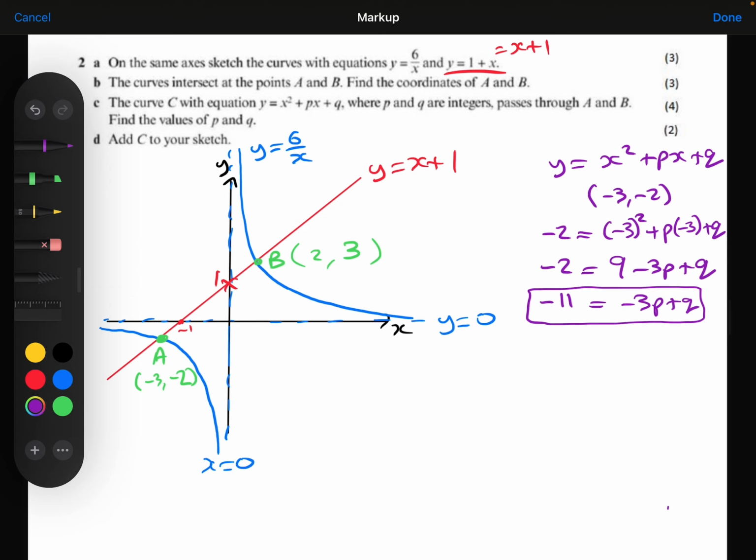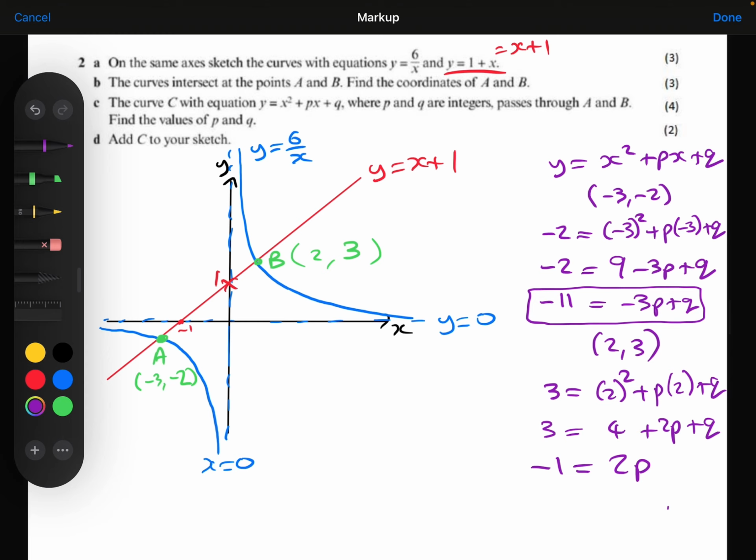I also know that it goes through the point B as well. It goes through the point 2, 3. So I can now repeat that process that I've just done with the coordinate 2, 3. I know that the y-coordinate is 3 when the x-coordinate is 2. So 3 equals 2 squared plus p times 2 plus q. So 3 equals 4 plus 2p plus q. Taking the 4 away from both sides, I find that minus 1 equals 2p plus q.